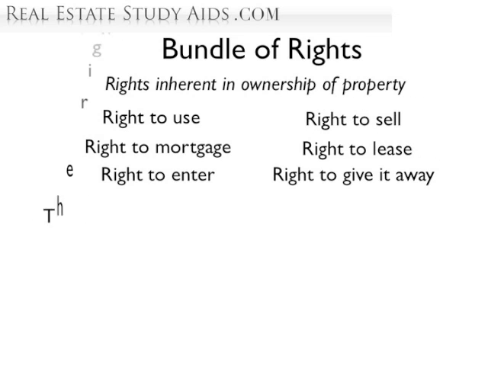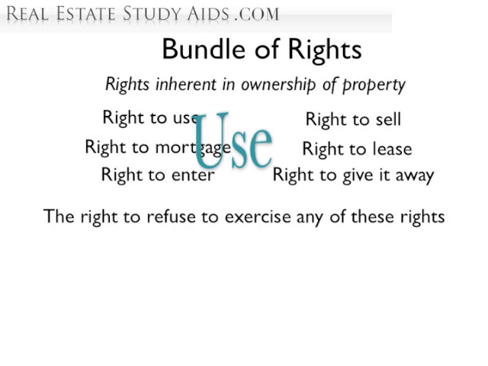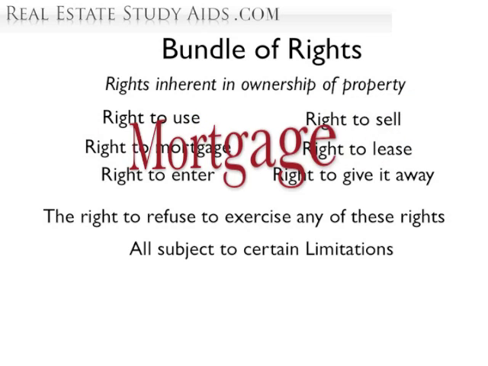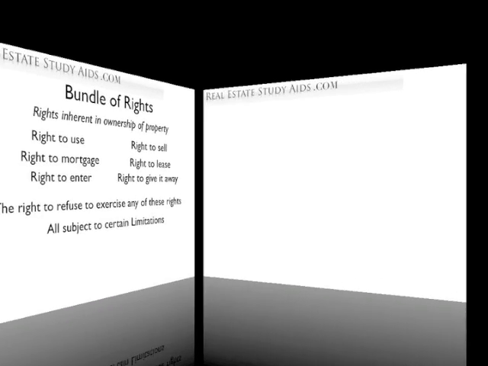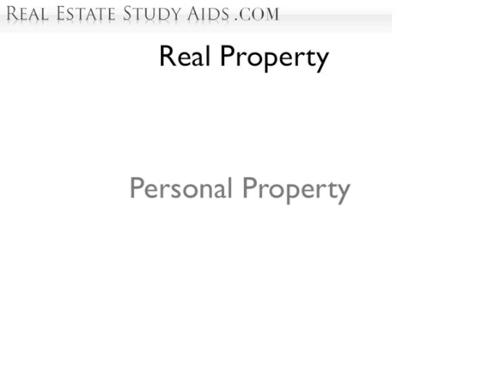The bundle of rights includes the right to use, to sell, to mortgage, to lease, to enter, and to give away, or the right to refuse to exercise any of these rights. This is all subject to certain limitations. Property can be divided into two categories: real property and personal property.